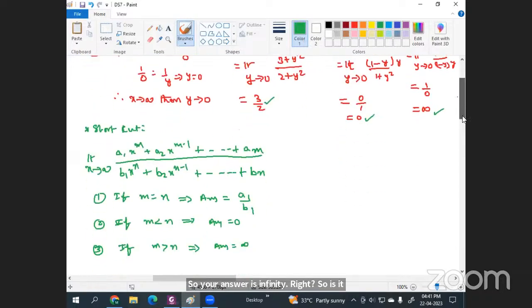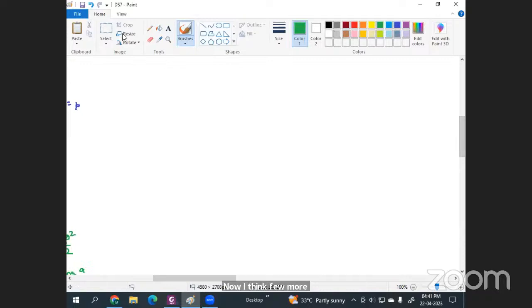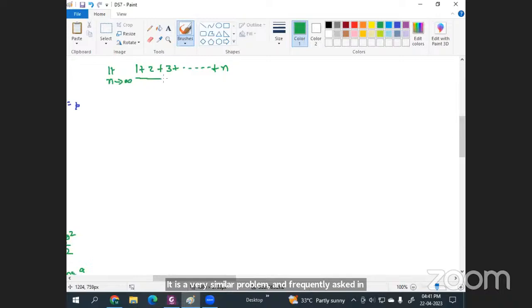Now I'll take a few more questions of the series type. In the series type, like limit n tends to infinity of (1 plus 2 plus 3 plus so on plus n) by n square equals what? It is a very familiar problem and frequently asked in our CET examination. So what to do for this question? Can you guess what your answer is from your end? Limit n tends to infinity of (1 plus 2 plus 3 plus so on plus n) by n square. Right? Anybody else?